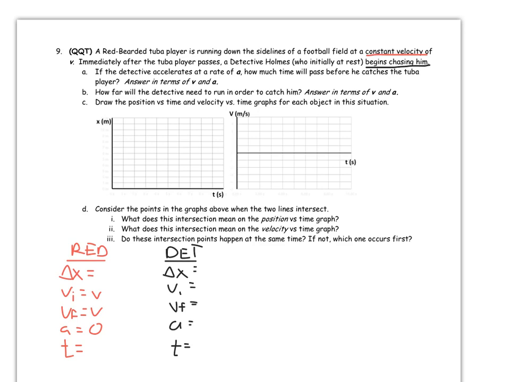Okay, and so for the detective, we know we're starting from rest. We know we're accelerating at a rate of a. We don't know anything else for sure, but we do have two important connections here. The first is that both the detective and the tuba player will travel the same distance, so I can say that this is x, and I can say that this is also x. We know that the detective starts running as soon as the tuba player passes, and we know that the detective eventually catches the tuba player, and therefore they must travel the same distance.